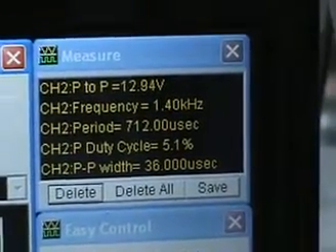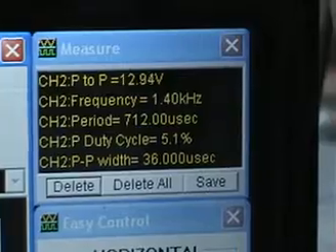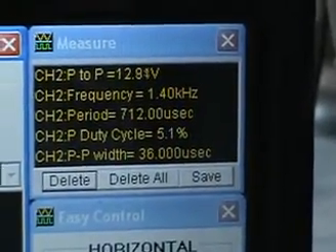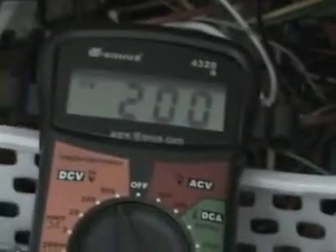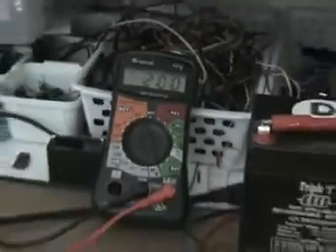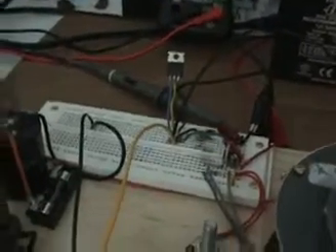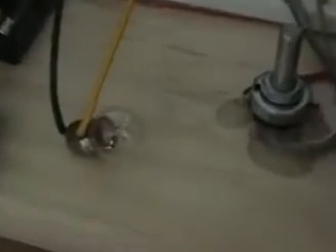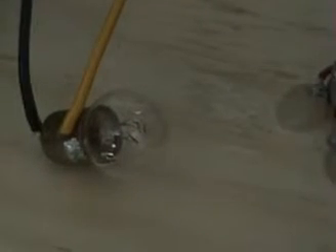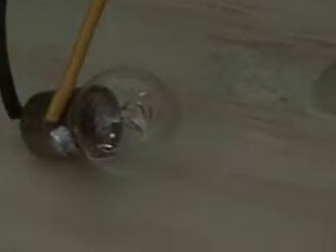Same frequency, 1.4 kHz, same period, 5% duty cycle as well, and same pulse width, no change. We still have 200 volts going into the circuit. Again, there's absolutely no heat sink on the MOSFET, not needed, because there's basically hardly any energy going into the circuit.